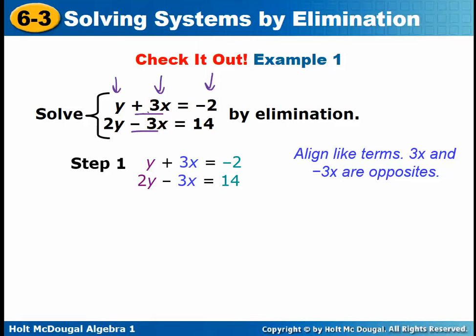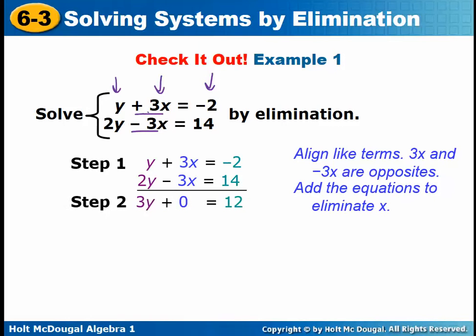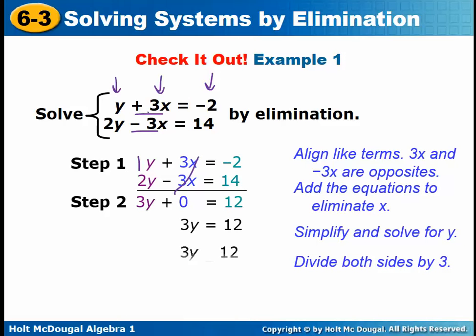So all we need to do then is go ahead and add these two equations together. When we do that, 3x minus 3x cancel. They're eliminated, and we get 0. 1y plus 2y is 3y, and then -2 plus 14 is 12. You don't need to write the 0, so this is the same as 3y equals 12. Really quickly, we can find that y is equal to 4.